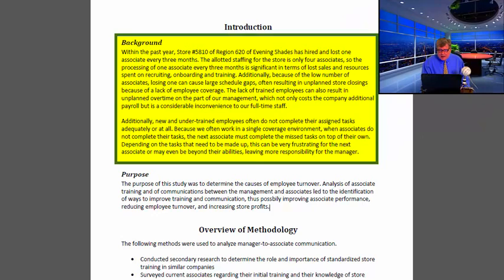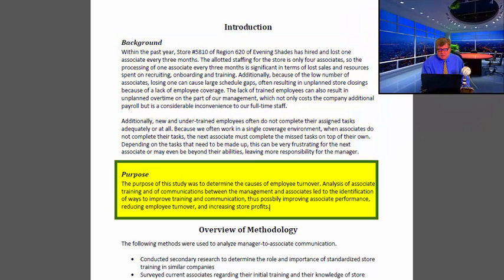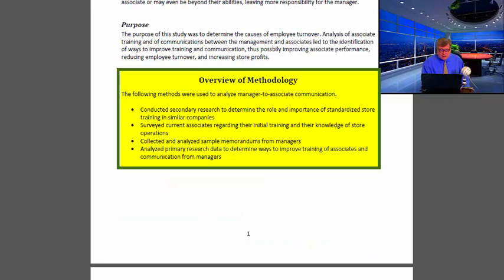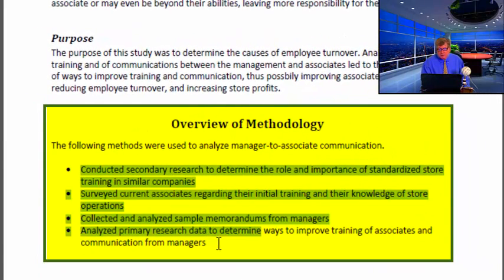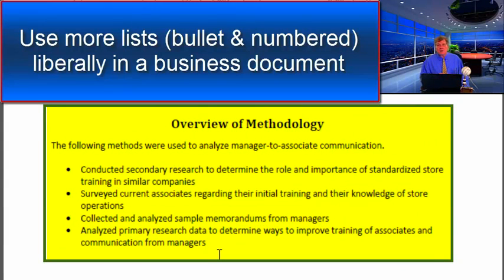Okay, so there is the background. Then comes the announcement of the purpose of the study. Then an overview of methodology using a bullet list. Let's talk a little bit about the difference between a bullet list and a numbered list. First, both lists are things that you want to rely upon more rather than less in a business report. Lists prevent the reader from having to decode long blocks of text and present items for quick scanning and skimming.